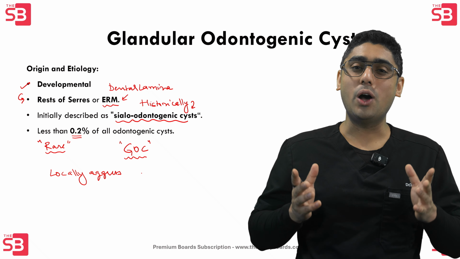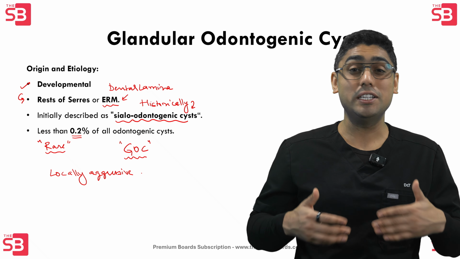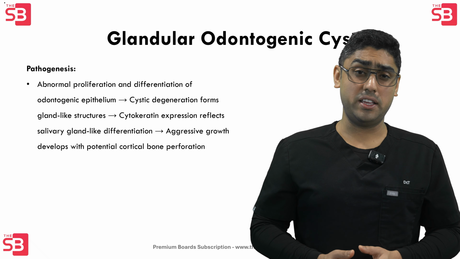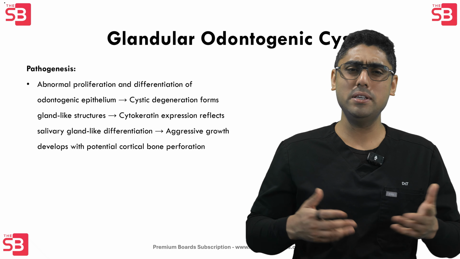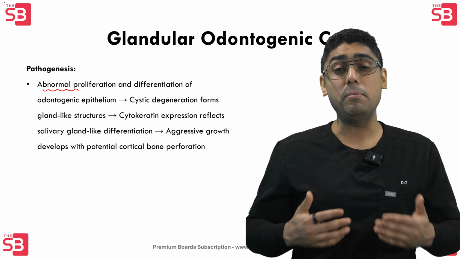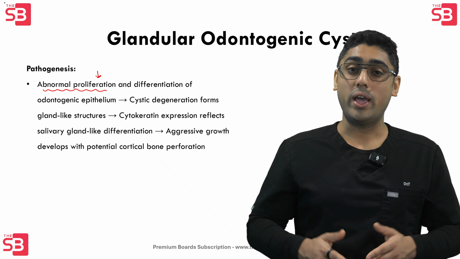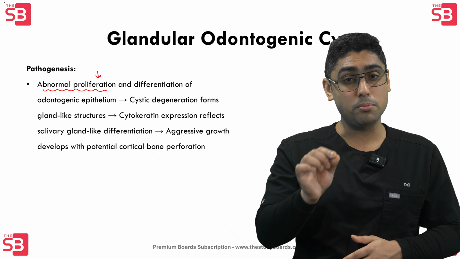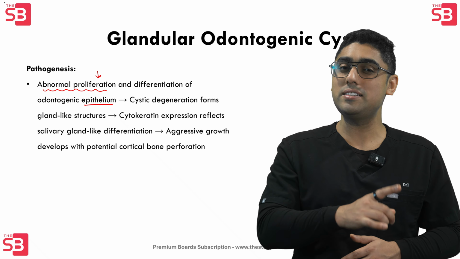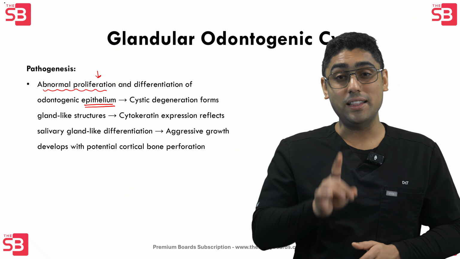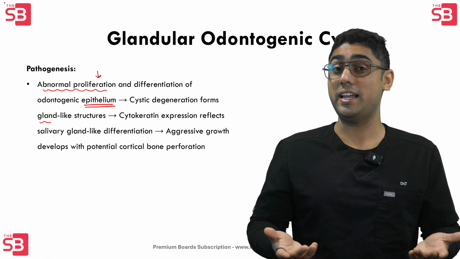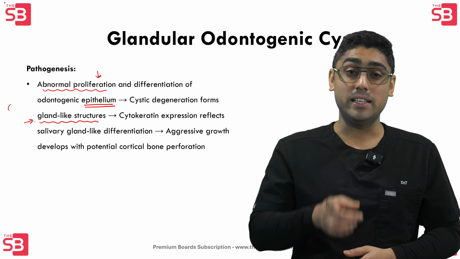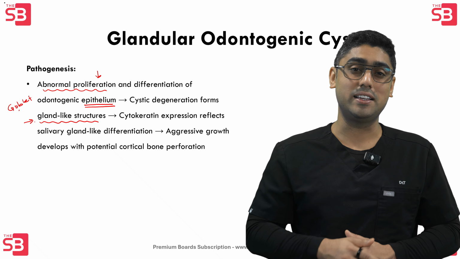Alright, let's talk about how a glandular odontogenic cyst actually develops. It all starts when the odontogenic epithelium, like the rests of Serres, begins to proliferate abnormally. Basically, the cells start dividing and behaving in a way they normally should not. Now, as these cells keep on multiplying, parts of that epithelium begin to break down, and that's when small cystic spaces start to form. And these spaces look gland-like, and inside them you will often find goblet cells or mucin-producing epithelium, and that's what gives this cyst its classic glandular appearance.